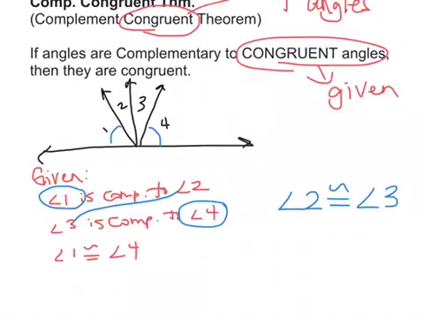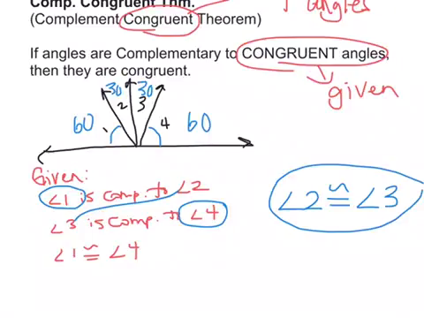And let me show you this with some numbers to make sense. First we're told that angle 1 and angle 4 are congruent. So I'll say that angle 1 is 60 and angle 4 is 60. Those are congruent angles. Then let's look at the other given. Angle 1 is complementary to angle 2. So if angle 1 is 60, angle 2 must be 30. Angle 3 is complementary to angle 4. Well, angle 4 is 60, so angle 3 must be 30. Then you can state that angle 2 is congruent to angle 3. And you can see angle 2 and 3 are both 30 degrees right there.